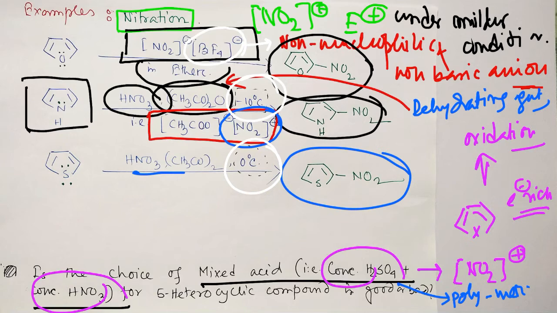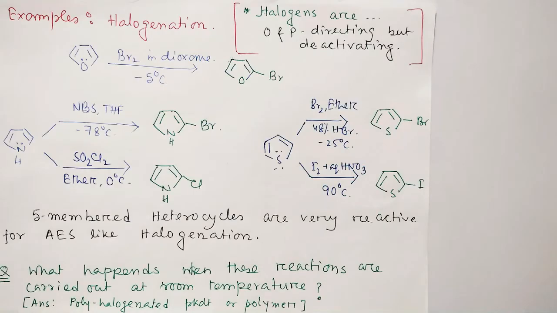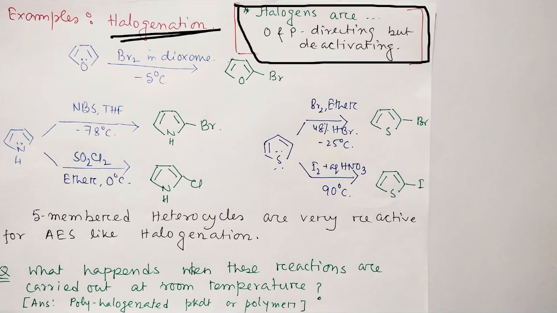So this is another proof that pyrrole is relatively more reactive than thiophene for this nitration reaction. Okay, fine. So this is about the nitration. Now let's discuss halogenation. Before going to halogenation, please keep one statement in mind, that halogens are ortho-para directing but deactivating. I have uploaded a dedicated lecture on AES on substituted benzene. Please visit that lecture if you feel that statement is difficult for you to absorb.